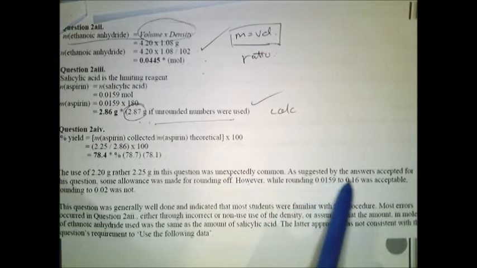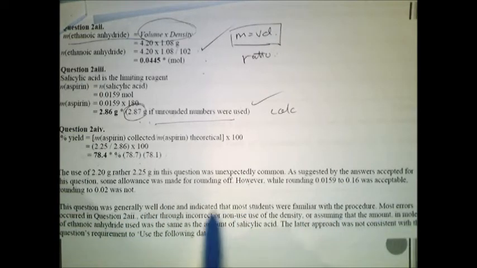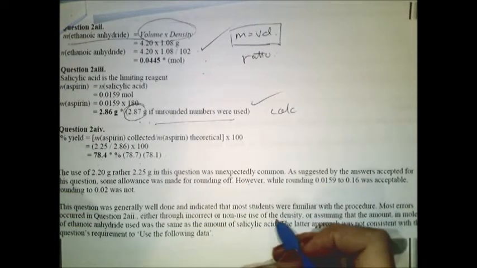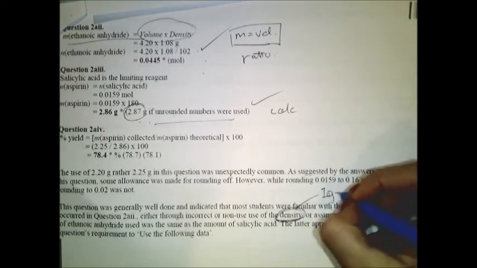So basically you can round, but don't shorten your answer too much. This question was generally well done. Okay, so some kids don't use the density provided by the question, probably assuming water, which is 1 gram equals 1 mL, which can't be assumed for other liquids. Two moles use the same. Okay, not consistent with this requirement. Use the following data. So I think you guys should be fine at that anyway.